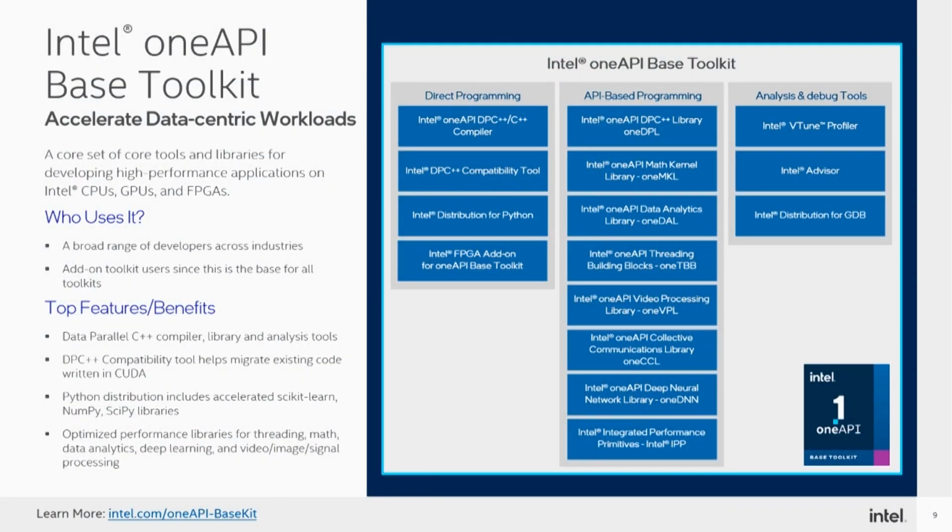Okay, so oneAPI is packaged in several different pieces. The first piece is called the base toolkit. The base toolkit includes everything I've listed up here: the compatibility tool, the compiler, Python, pieces for FPGA, all of our libraries. And then on the right-hand side is what I'm going to talk about for the rest of the presentation.